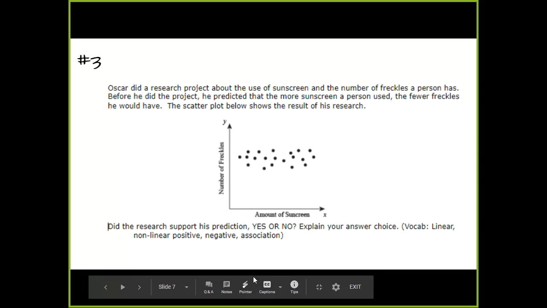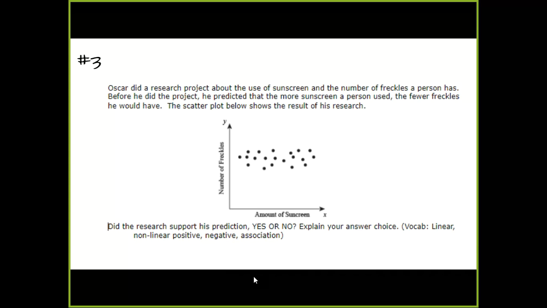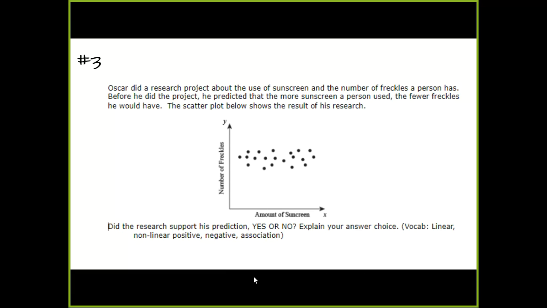All right, so this next one, it says Oscar did a research project about the use of sunscreen and the number of freckles a person has. Before he did the project, he predicted that the more sunscreen a person used, so the more sunscreen you use, is that positive or is that negative? Is that moving up or moving down? Positive. And then with that, the fewer freckles you would have. So fewer, what does that indicate? Negative. Negative, going down. So the scatter plot below shows the result of his research. Did the research support his prediction? Yes or no?